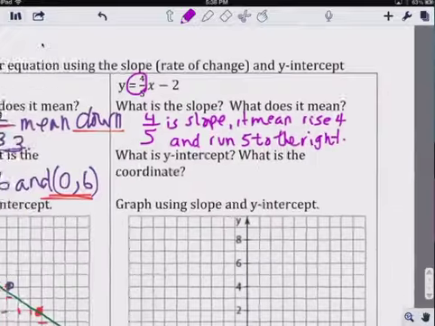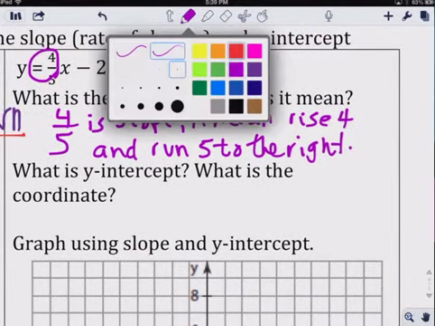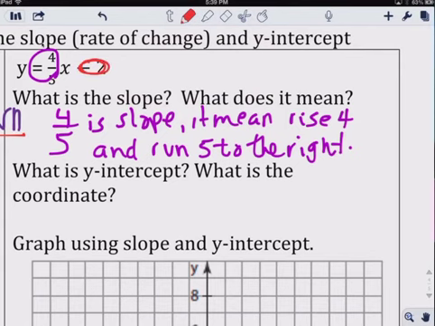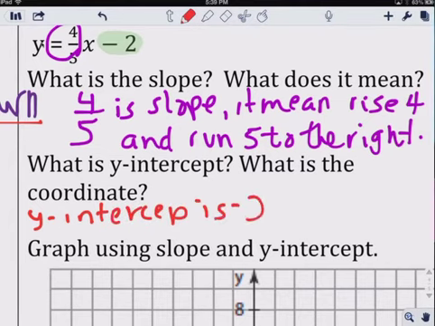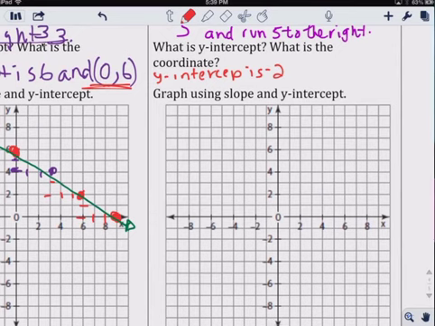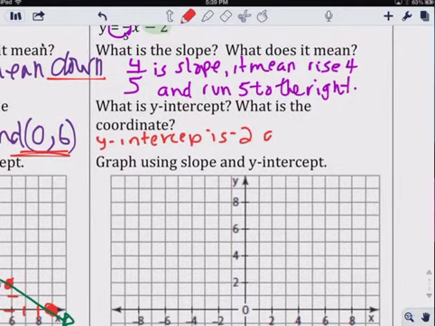So, you're welcome. What is the y-intercept? The y-intercept is this -2, the only number left. The y-intercept is -2, right down here. What is the coordinate? And the coordinate is 0, -2.